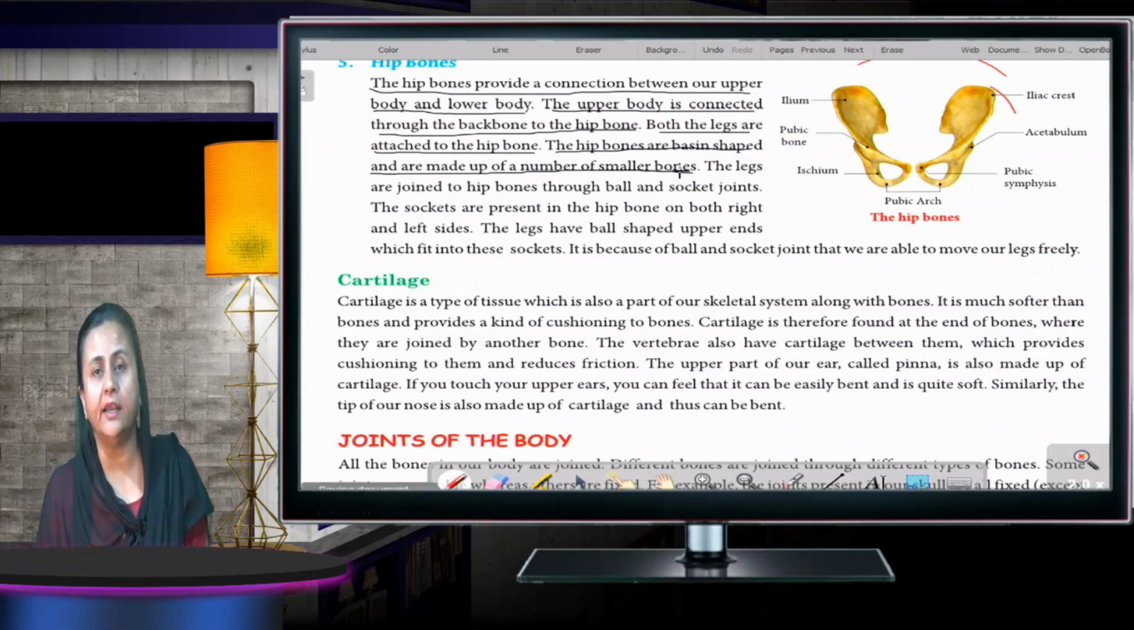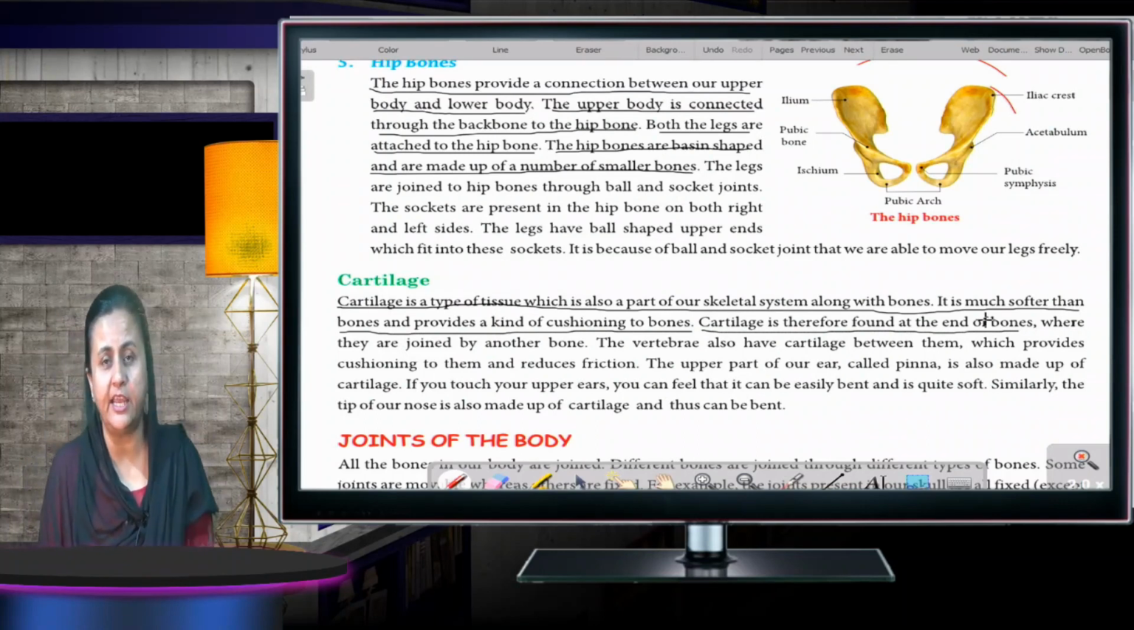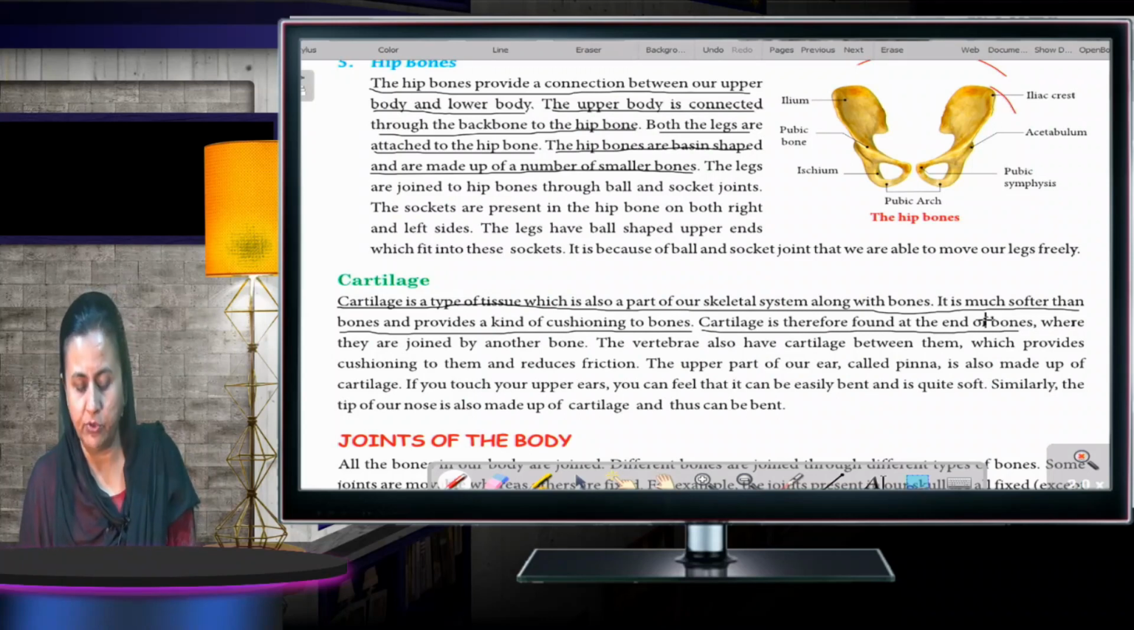Now we will come to cartilage. What is cartilage? It is softer than bones. It is very spongy. Cartilage is a type of tissue which is also a part of the skeletal system along with bones. It is much softer than bones and provides a kind of cushioning to bones. Cartilage is therefore found at the end of bones. It provides cushioning, it is soft and tender compared to the bones.